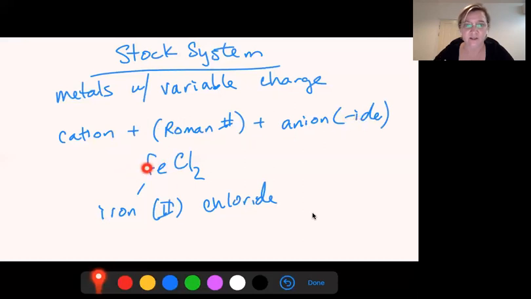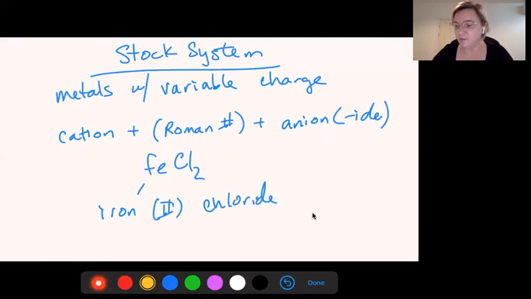For example, FeCl2 is iron 2 chloride. Now, for anyone that didn't understand this the first time, how do we know it's iron 2? Well, we have to look at the anion. If you look at the periodic table, chlorine is in group 17, which means the ion has a -1 charge. Then you look at the subscript here: there are 2 chloride ions for every 1 iron ion, and the charge has to be balanced. So iron has to be +2.